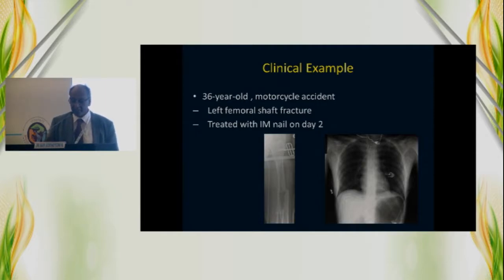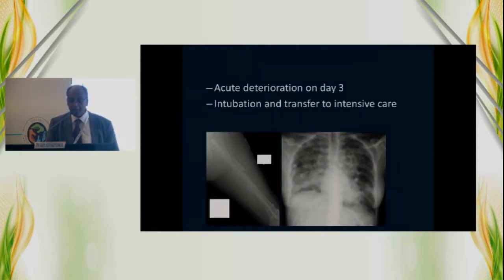This is a young person who gets involved in a road traffic accident, has just a femoral shaft fracture, is otherwise stable, looks okay. You take him to OR the next day and operate on his femur, you nail it, and the day after suddenly he has problems with his breathing, deteriorates, has to be intubated and transferred to the ICU. And we wonder why this happens.